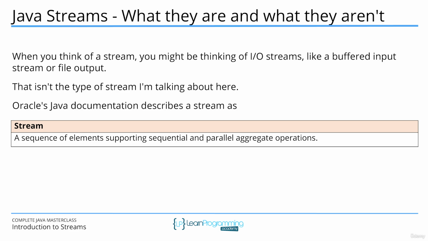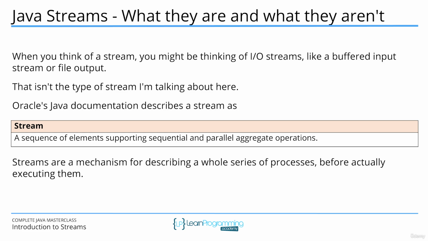Another way of putting that is, a stream is a set of computational steps against a dataset that are chained together. In previous videos, I showed you method chaining with Lambda expressions by using convenience methods on predicates, functions, and consumers. I've also shown you that you can assign Lambda expressions to variables. This lets you pass around unexecuted code in the form of a variable to methods. This means the code in the variable is executed at a later date. Lazy execution, in other words. Streams are a mechanism for describing a whole series of processes before actually executing them.